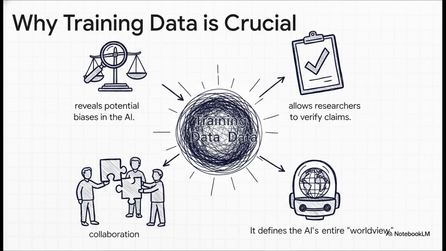I mean, for example, if an AI was trained only on sci-fi novels, it would have some really strange ideas about history, right? It's also how researchers can verify a company's claims and how the community can actually collaborate to improve the models. At the end of the day, that data defines the AI's entire worldview.